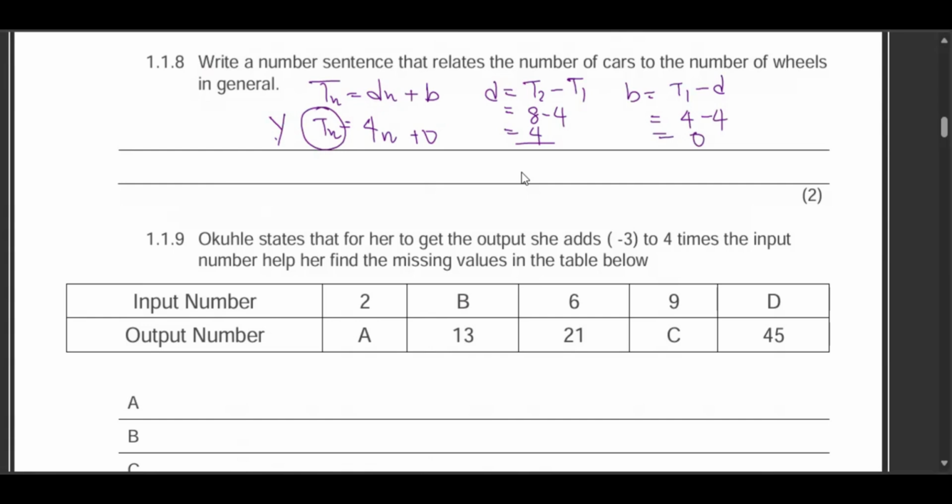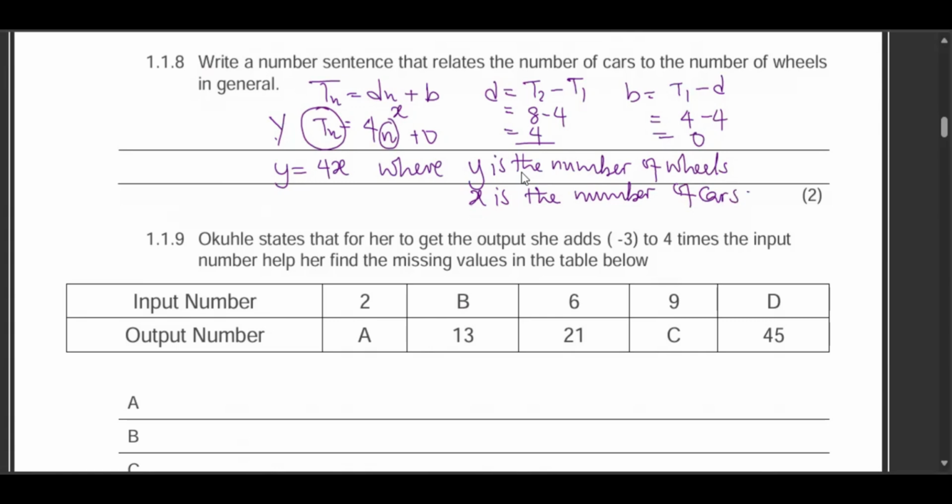this represents the y, and this represents the x. So it becomes y equals 4x, where y is the number of wheels, and x is the number of cars.